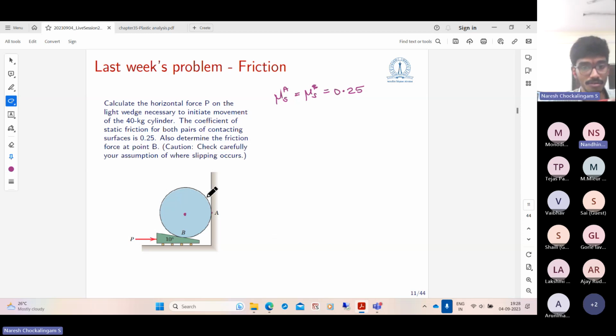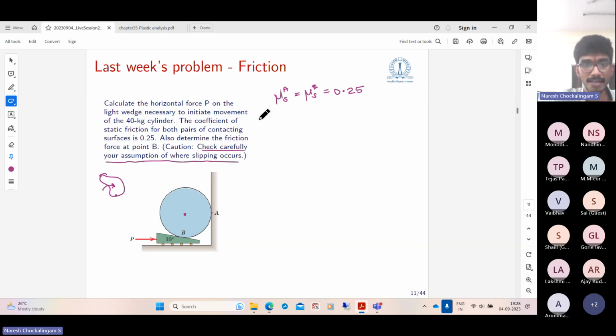The answer is no, because if two points are fixed, then this cannot happen. If you fix one point of a rigid body, it can rotate about that point. If you fix two points in a rigid body which are not along a straight line, it cannot move. So definitely slipping is happening either at point A or at B. But where it is happening, we don't know. That is what the statement says: check carefully your assumption of where slipping occurs.